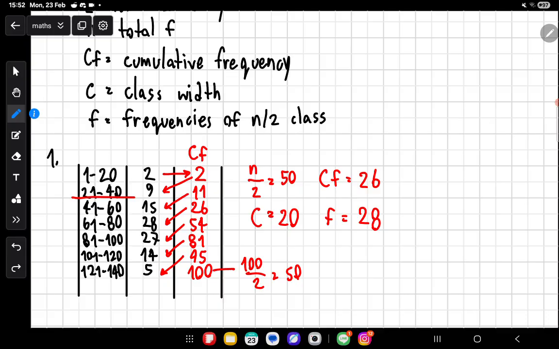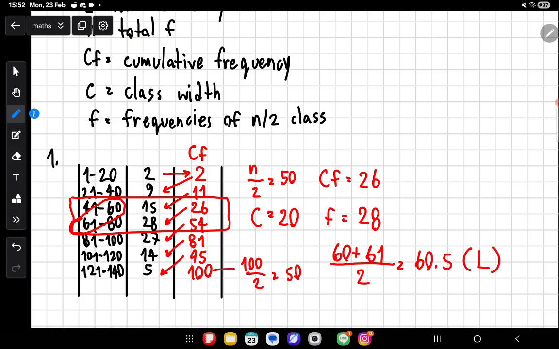Now, since we're in this area, L is the lower boundary, so we take 60 and 61. Divide them by 2 for 60.5, which is our L, lower boundary.